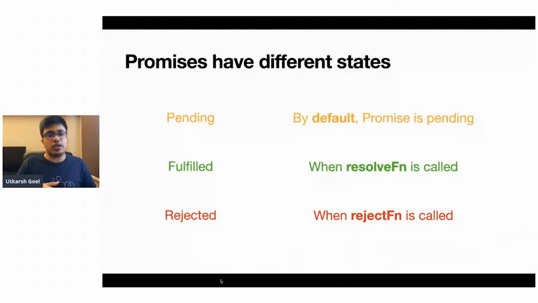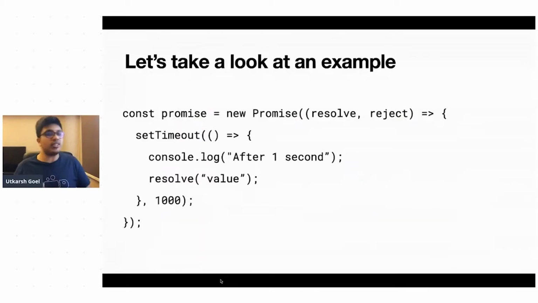They have this constructor that takes the initializing callback, and they can change their state according to how the initializing callback executes. Let's take a look at what this looks like.